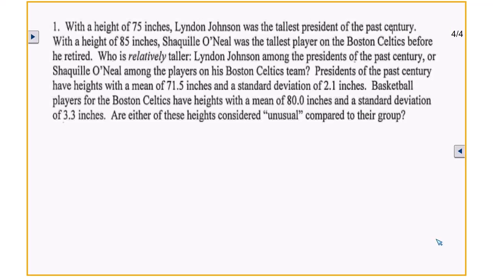Now, of course, it was done a long time ago, but you can look this up on Google. Just look up Shaq versus LBJ z-scores, and you can click on one of the schools and it'll come up. It's a very popular question with statistics, so it's going to come up if you Google it.